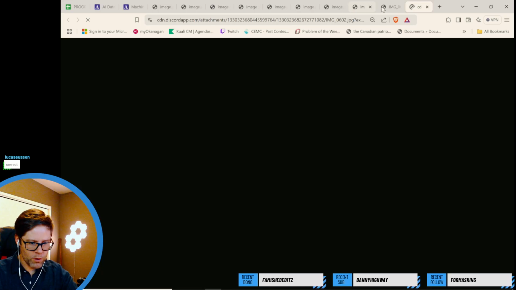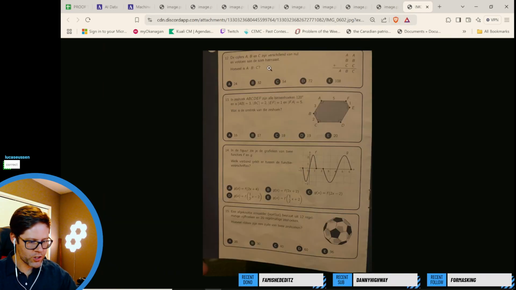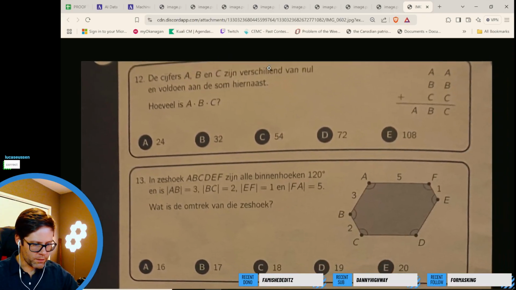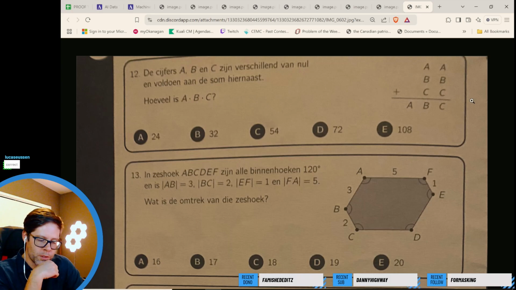Okay, let's try one more here, and we'll try to finish off that linear algebra question. Okay, number 12. So something about adding some stuff up. We have some hidden numbers, A, B, and C. We're going to add those numbers up, and we need to know the product of A, B, and C. That's kind of cool.